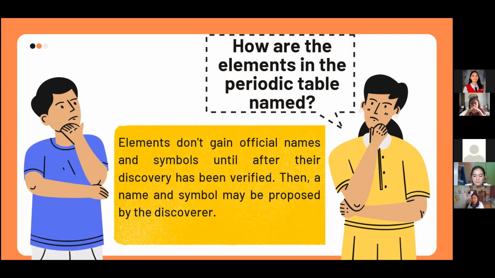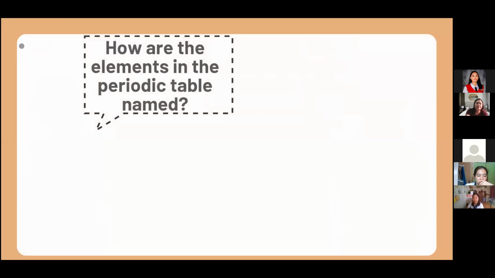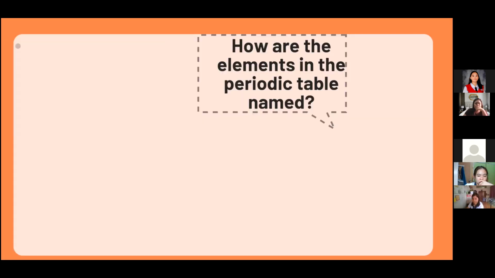So how are the elements in the periodic table named? So elements don't gain official names and symbol until their discovery has been verified. So first, pag naka-discover ka ng element, kailangan mo muna siyang i-propose kay IUPAC. And then, si IUPAC naman, kailangan niyang i-verify kung nag-exist ba talaga yung ganitong element and kung distinct ba siya, kakaiba ba siya from any other element. Kasi kung may similarity, hindi siya i-accept ni IUPAC as new element. So yun. Then a name and symbol may be proposed by the discoverer.